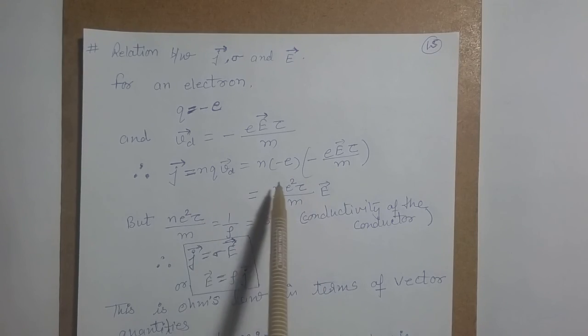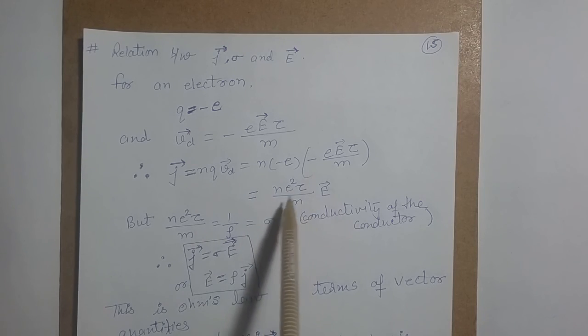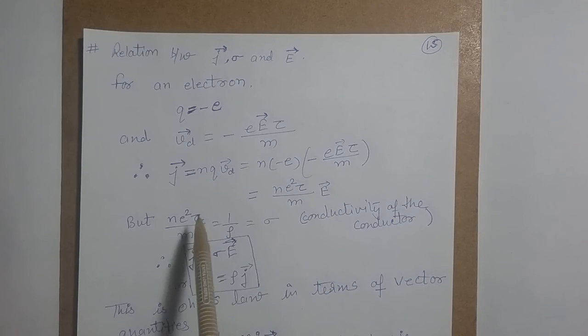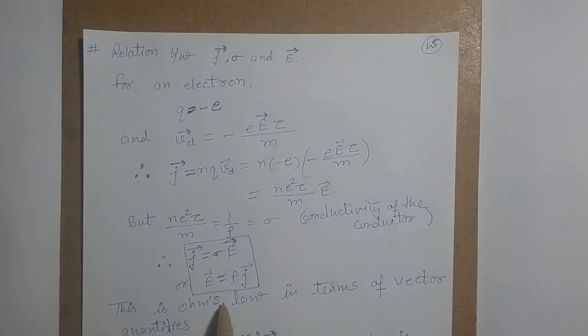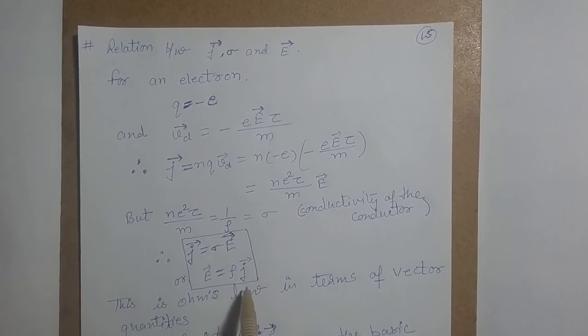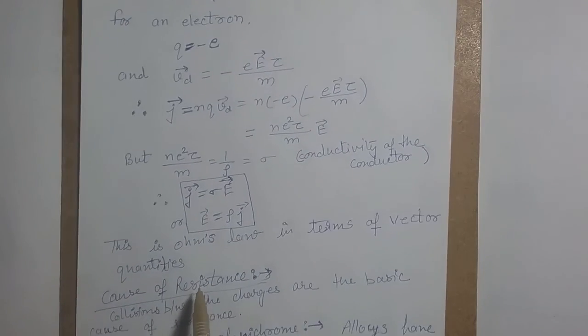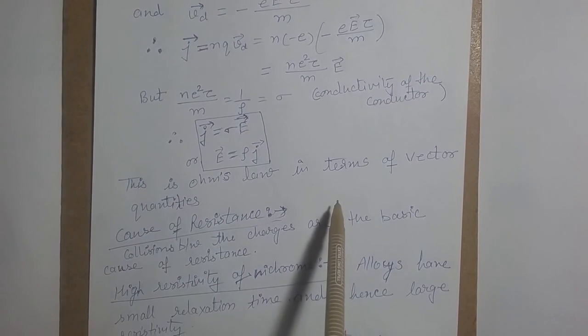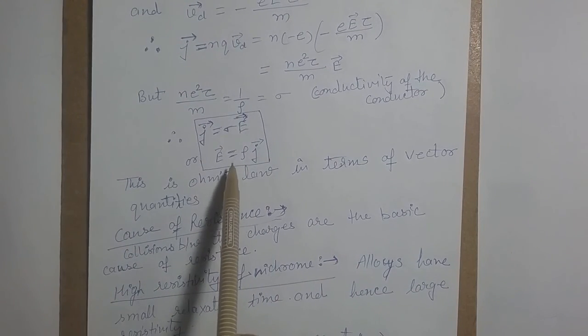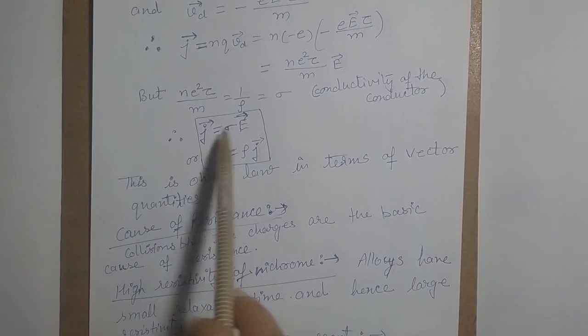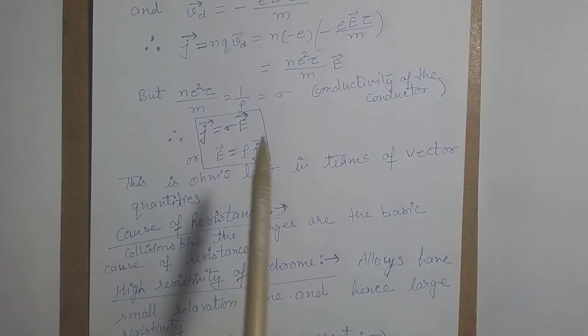But we know that this factor is nothing but our conductivity, that is the reciprocal of resistivity. So let us substitute the value. What we get is that the conductivity times the electric field strength is our current density, or from here the electric field is resistivity times current density, and this is nothing but our Ohm's law in vector form. You can also say that this is Ohm's law at the microscopic level.